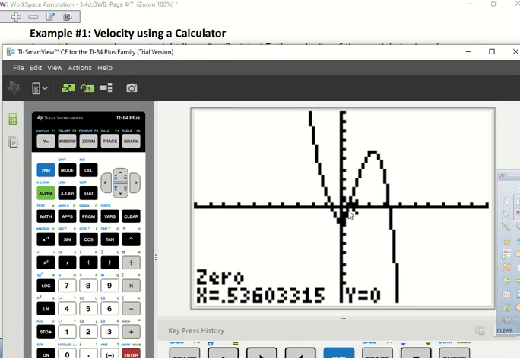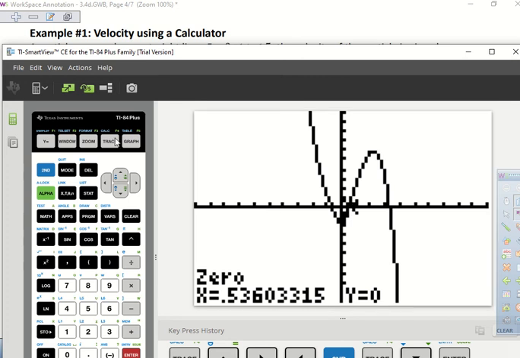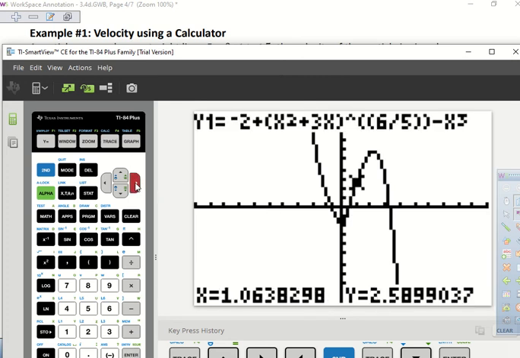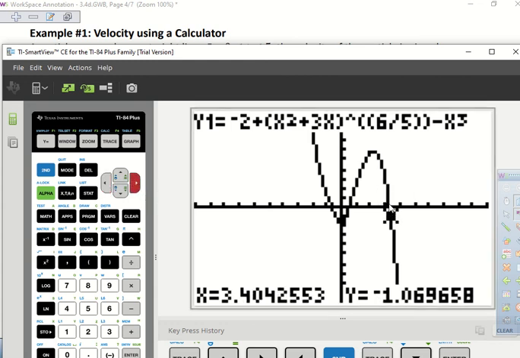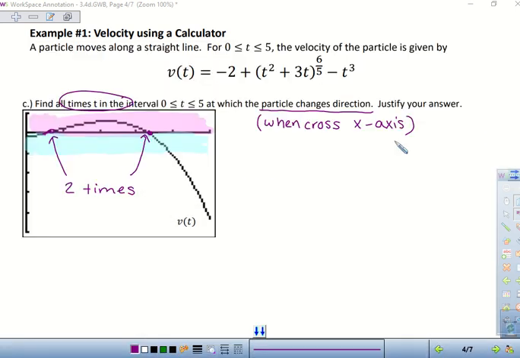So we have a zero at about 0.5, and then I can use the trace button to find the other zero as well. So you can use either option, whatever you feel more comfortable with. Our other zero is at about 3.1. So the values are at t equals 0.5 and t equals 3.1.